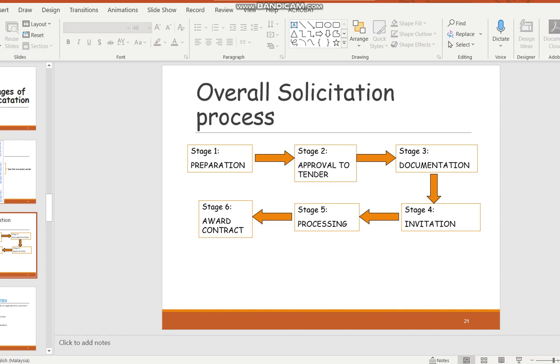The invitation stage of the project is where all this paperwork and documentation is ready, and then you do the invitation, meaning that you will either send out invitation letters or do open tendering, like putting it into the big newspapers, three major newspapers.